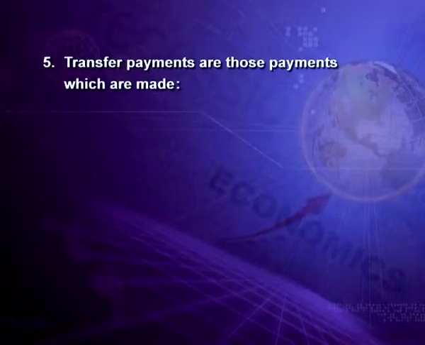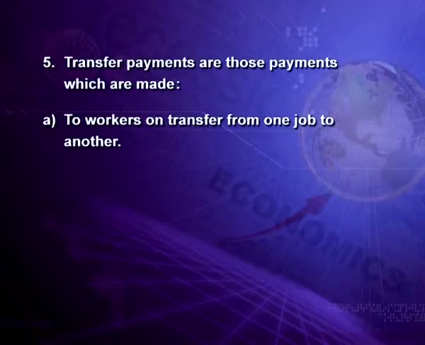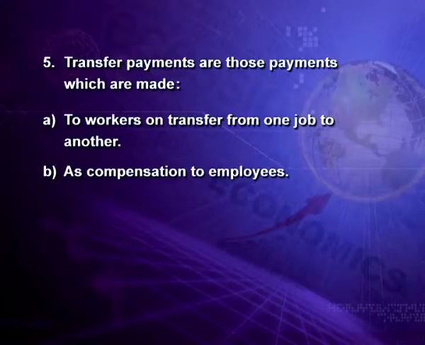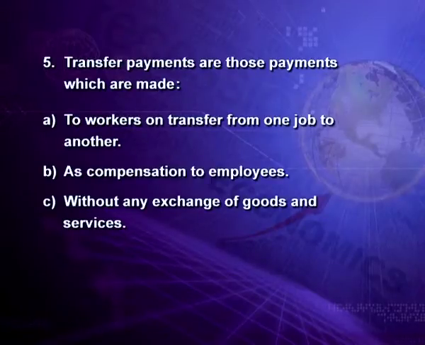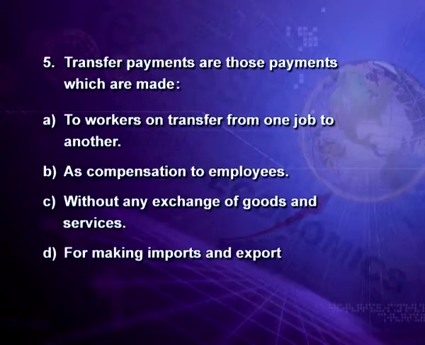Next question is, transfer payments are those payments which are made. First option, which are made to workers on transfer from one job to another. Second option, transfer payments are those which are paid to workers as compensation. Option third, transfer payments are those which are made without any exchange of goods and services. And option 4, transfer payments are made for making imports and export.